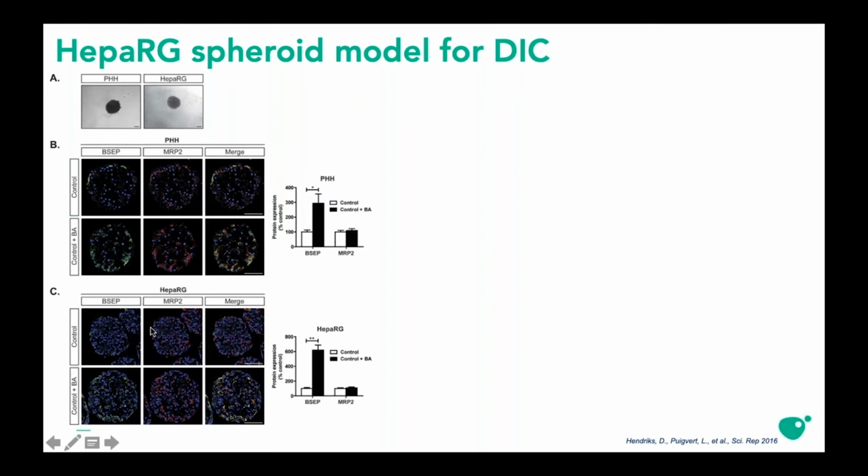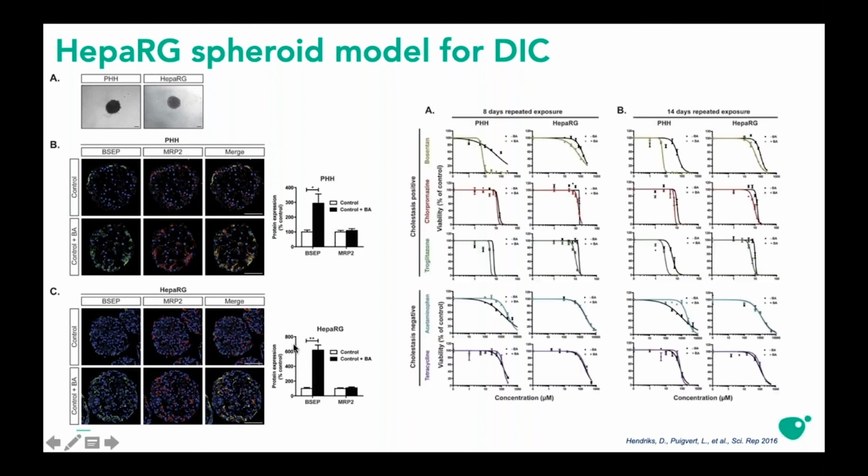Similar to primary human hepatocytes, expression of BSEP was inducible upon exposure to bile acids. Primary human hepatocytes and HepaRG cells were exposed to cholestatic or non-cholestatic drugs in the presence or absence of bile acids for 8 or 14 days. A synergistic toxicity of bile acids and cholestatic drugs was observed at 8 days in both primary human hepatocyte and HepaRG spheroids and was exacerbated at 14 days. No increase of toxicity was observed for non-cholestatic drugs in the presence of bile acids.